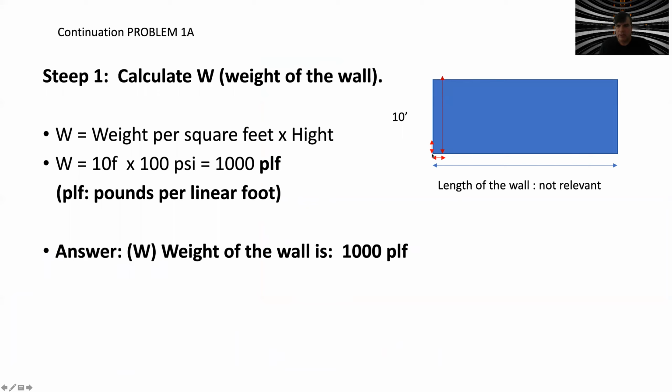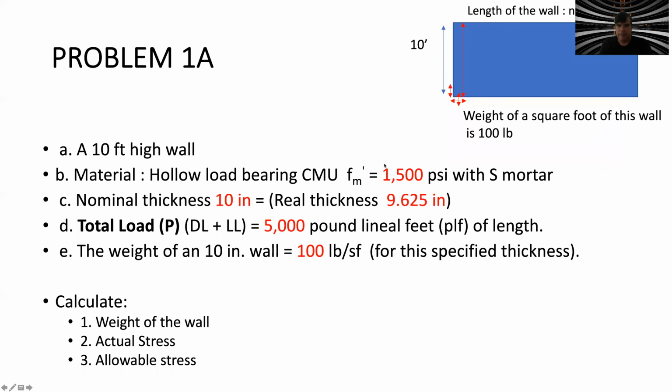We calculate 100, that is the weight of 1 foot by 1 foot of this material, and we multiply by 10. Well, we calculate this area here, this length. That is the weight of that particular load. After, we have some data that tell us that this wall has 1,500 PSI and it has a total load of 5,000 pounds, per linear foot of 9.625, that is the real one, and the nominal is 10. For the first problem, we use 10.